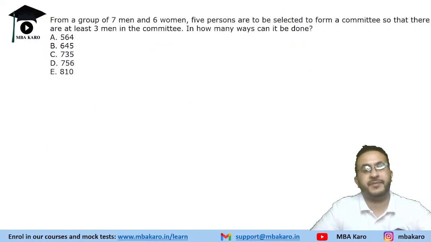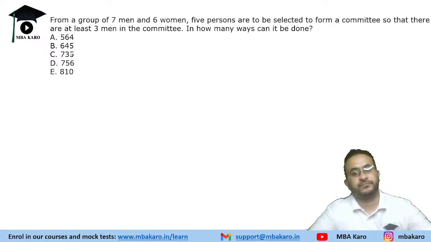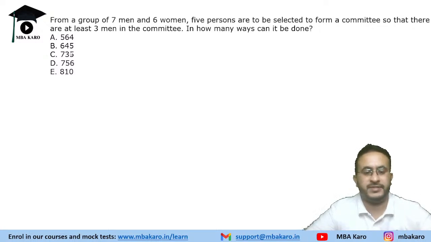From a group of 7 men and 6 women, 5 persons are to be selected to form a committee so that there are at least 3 men in the committee. How many ways can it be done? So we need to select a team such that there are at least 3 men in that committee.